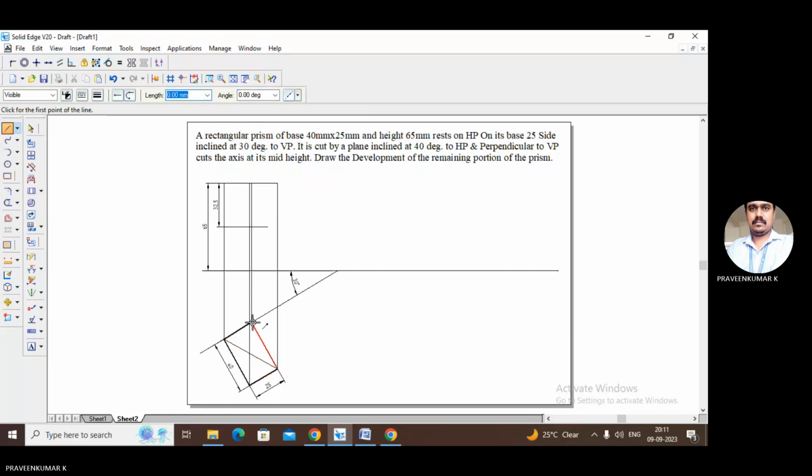This, then this, and this. Just mark the axis line and mark the axis line. Just select this and this corner. You get the axis.